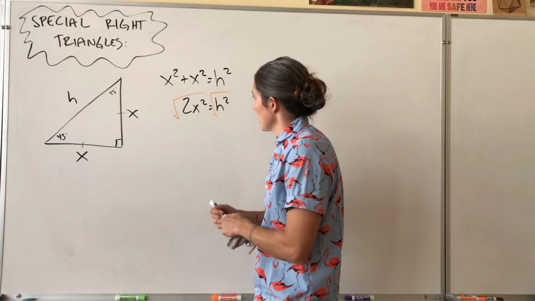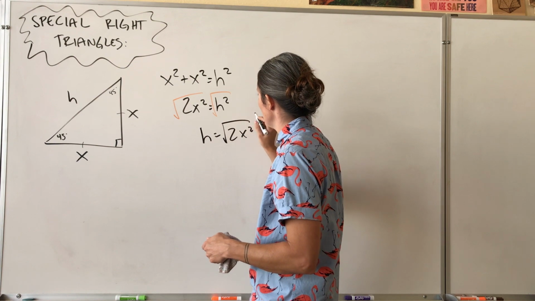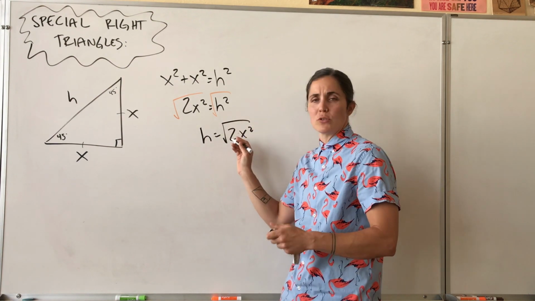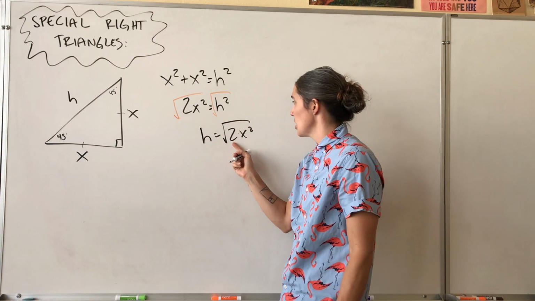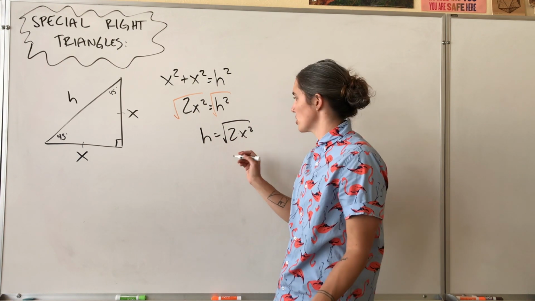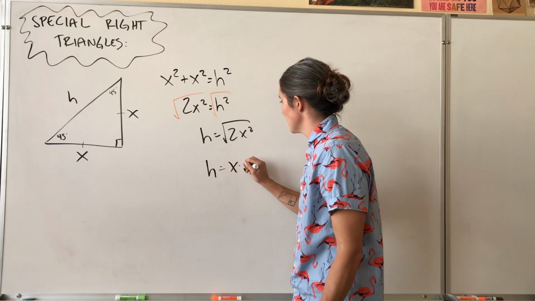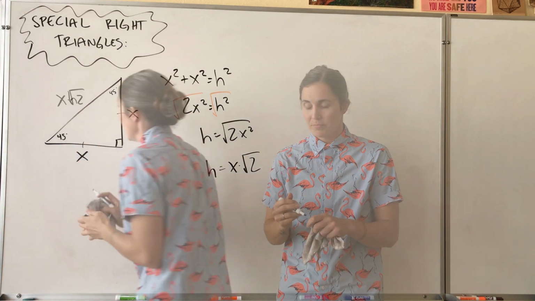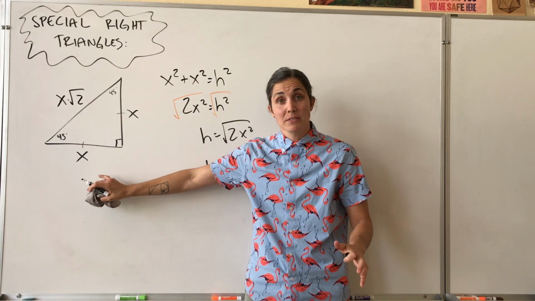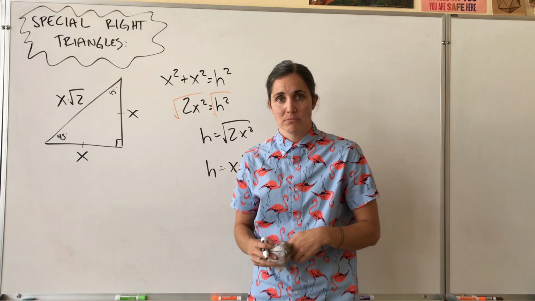we see something like this. H would equal the square root of 2x squared. But we cannot take the square root of 2. We don't know what the square root of 2 is. We do know the square root of x squared, though. The square root and the square cancel out, so we get left with x times the square root of 2. And we can use this pattern for any 45, 45, 90 right triangle.